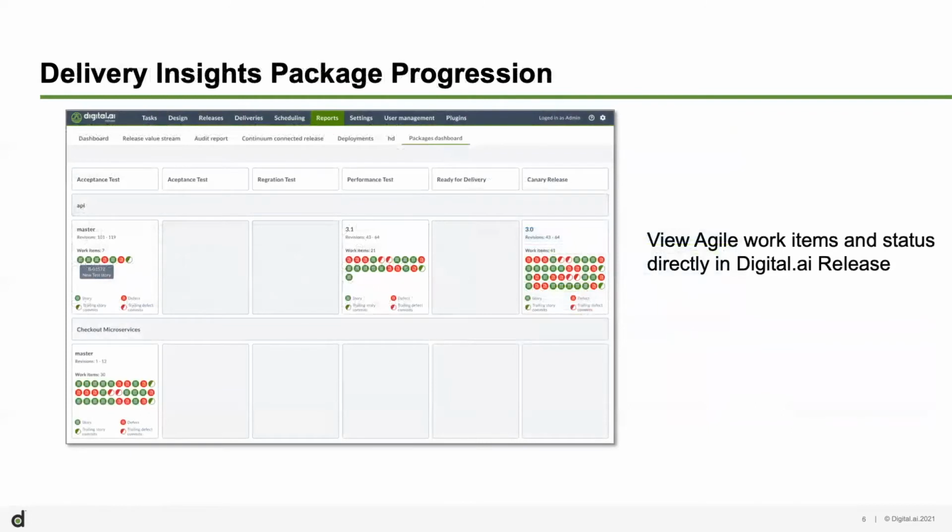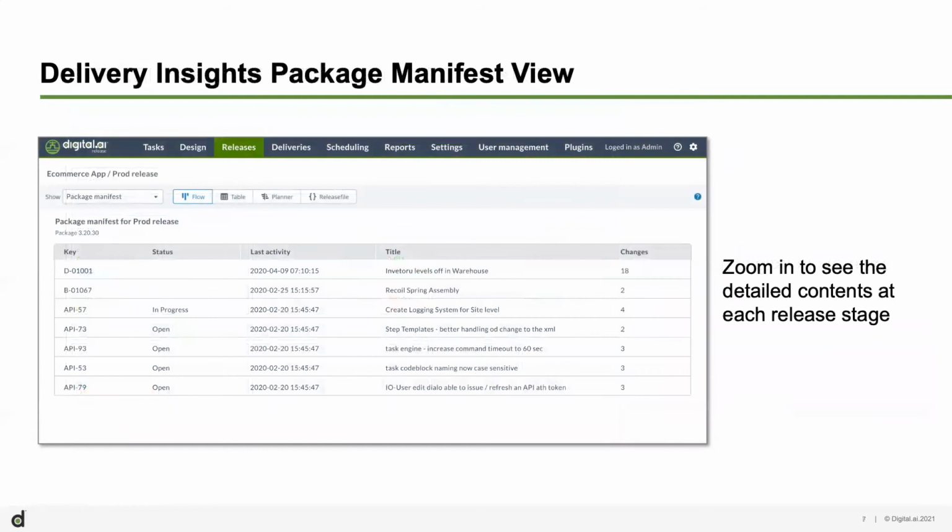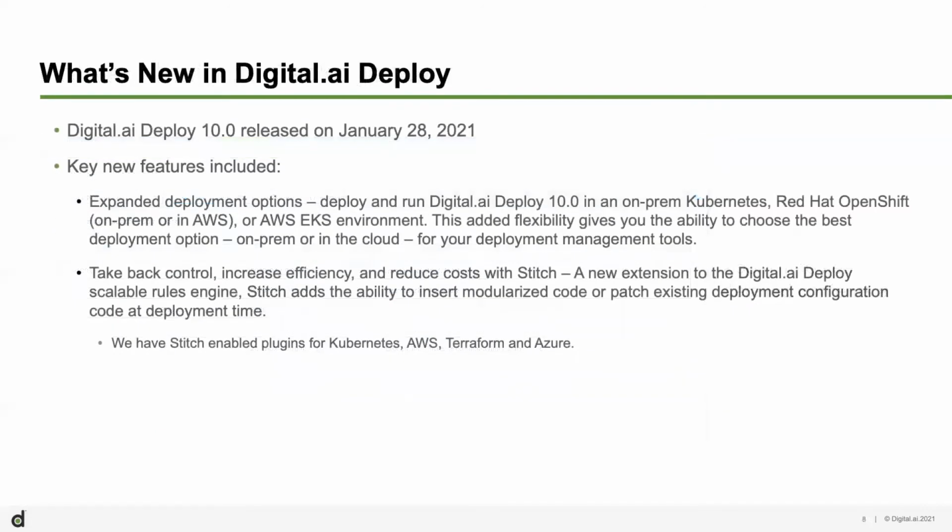So a couple examples, you can view agile work items and status directly in the release product now. So this is an example of what one of those boards might look like. And then you can zoom in to see the detailed contents at each release stage. So just a few views from our delivery insights capability.